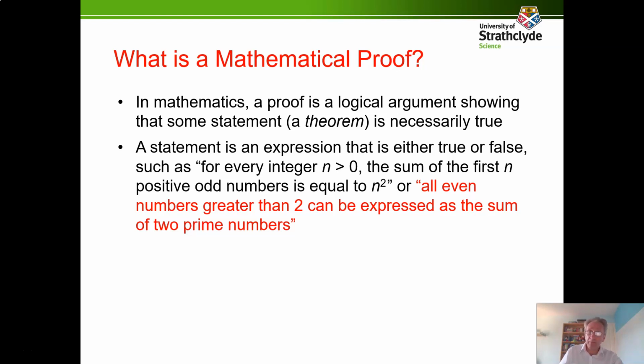The theorem here, or the conjecture rather, because it's not been proved: all even numbers greater than 2 can be expressed as the sum of two prime numbers. We're going to need to know what a prime number is as well.